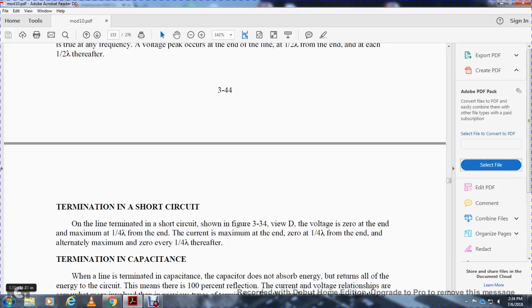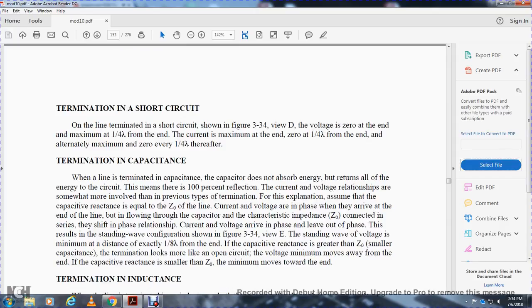Termination in a short circuit. A line terminated in a short circuit is shown in figure 334 view D, with the voltage 0 at the end of the line, maximum 1/4 wavelength from the end. The current is maximum at the end, 0 at 1/4 wavelength from the end, and alternating maximum and 0 every 1/4 wavelength thereafter.